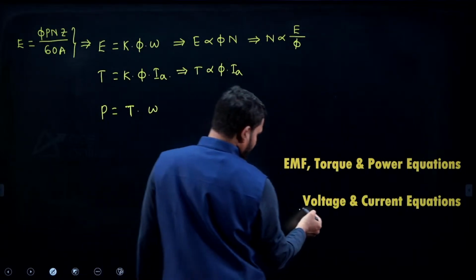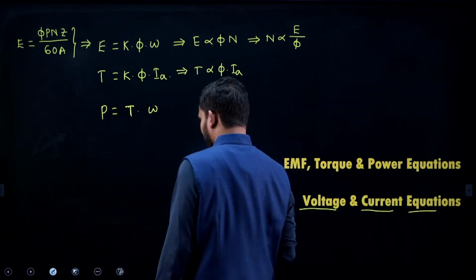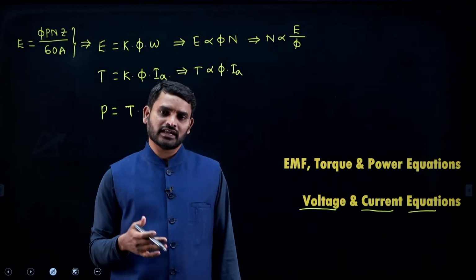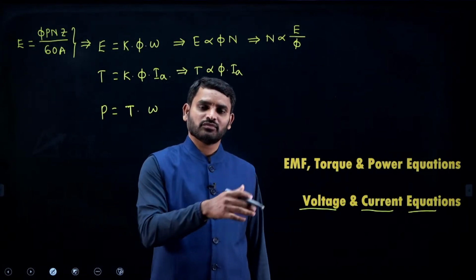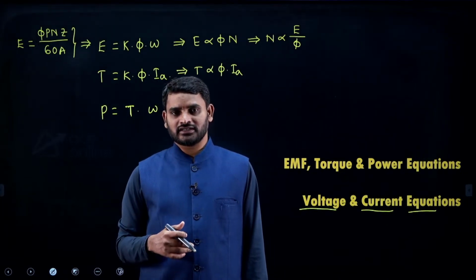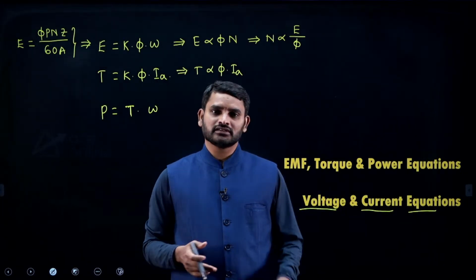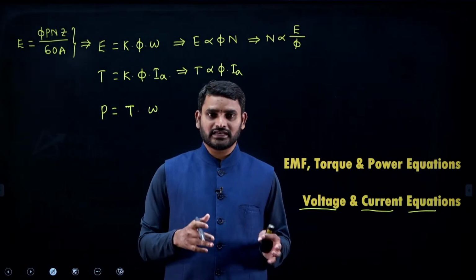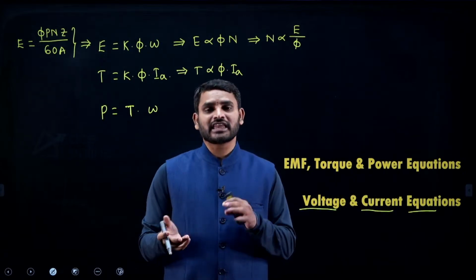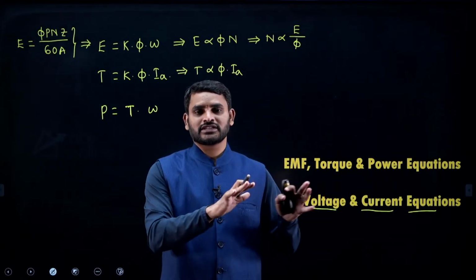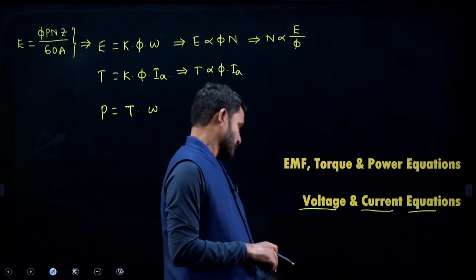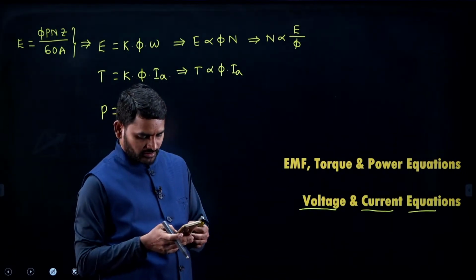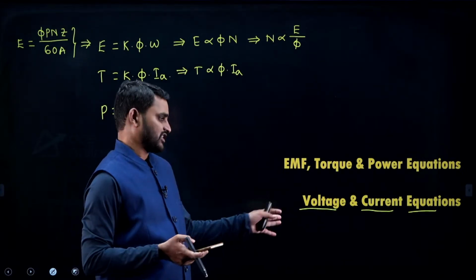Now, coming to the voltage and current equations. They will give you a generator or a motor and ask you to calculate the back EMF in the motor or the generated EMF in the generator, and ask what armature current or shunt current is drawn by the motor. You will get these equations from KVL and KCL of the respective machines. We will get all those equations for each and every machine.